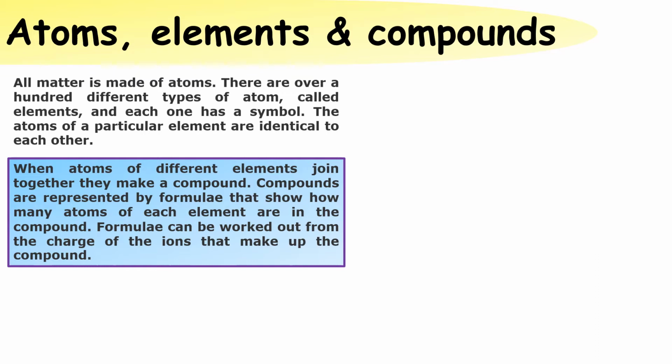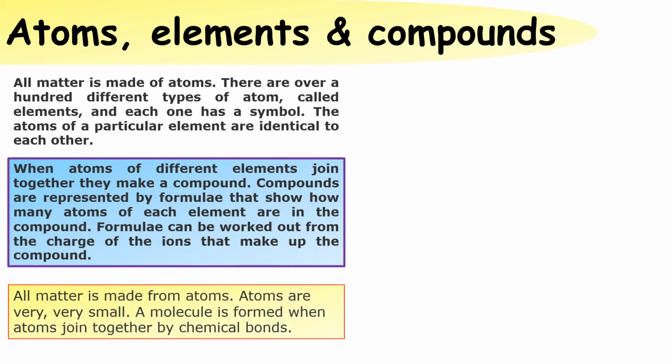When atoms of different elements join together, they form a compound. Compounds are represented by formulae that show how many atoms of each element are in the compound. The formulae can often be worked out from the charge of the ions that make up the compound.